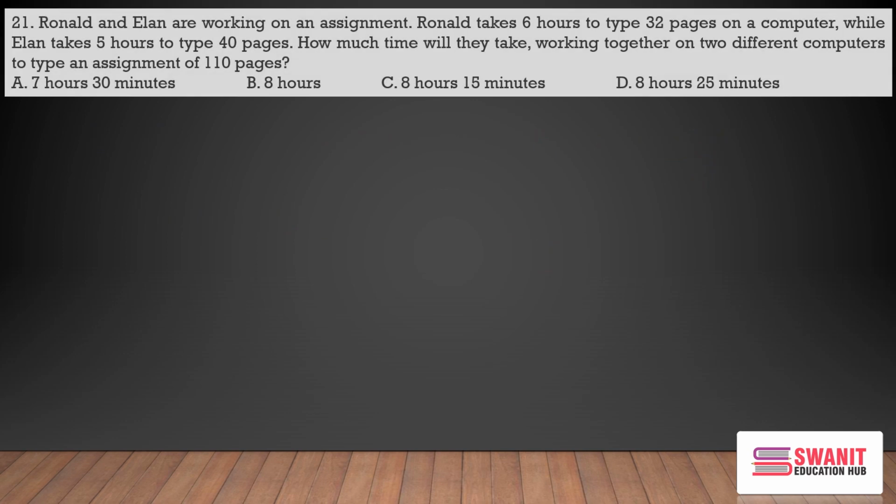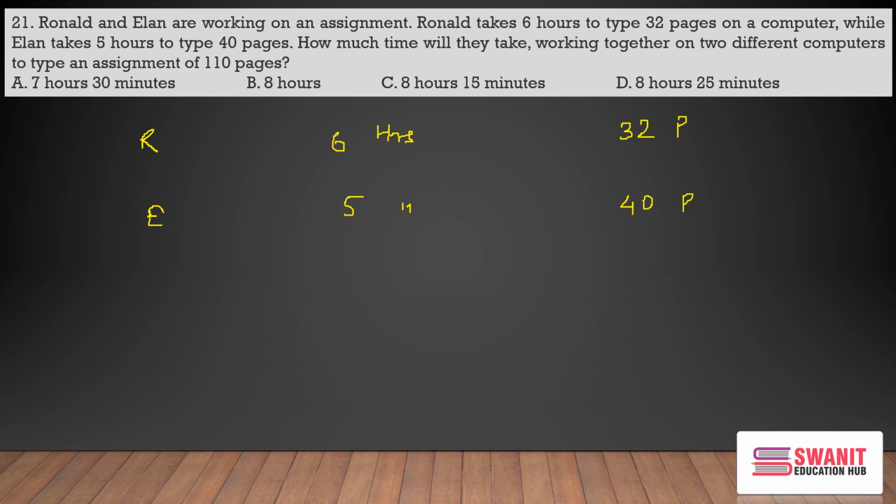Ronald and Ellen are working on an assignment. Ronald takes 6 hours to type 32 pages on a computer. So I'm talking about Ronald: 6 hours, 32 pages. While Alan takes 5 hours to type 40 pages.